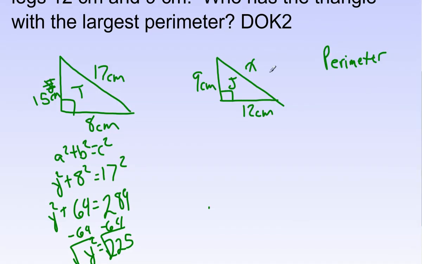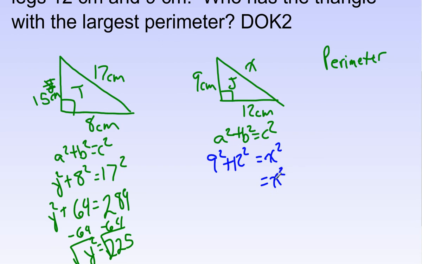Now, I need to find the perimeter of Jasmine's triangle. So, Pythagorean theorem. A squared plus b squared equals c squared. I'm missing the hypotenuse, so that's going to stay variable. The other sides, 9 squared plus 12 squared. Simplify. 81 plus 144.